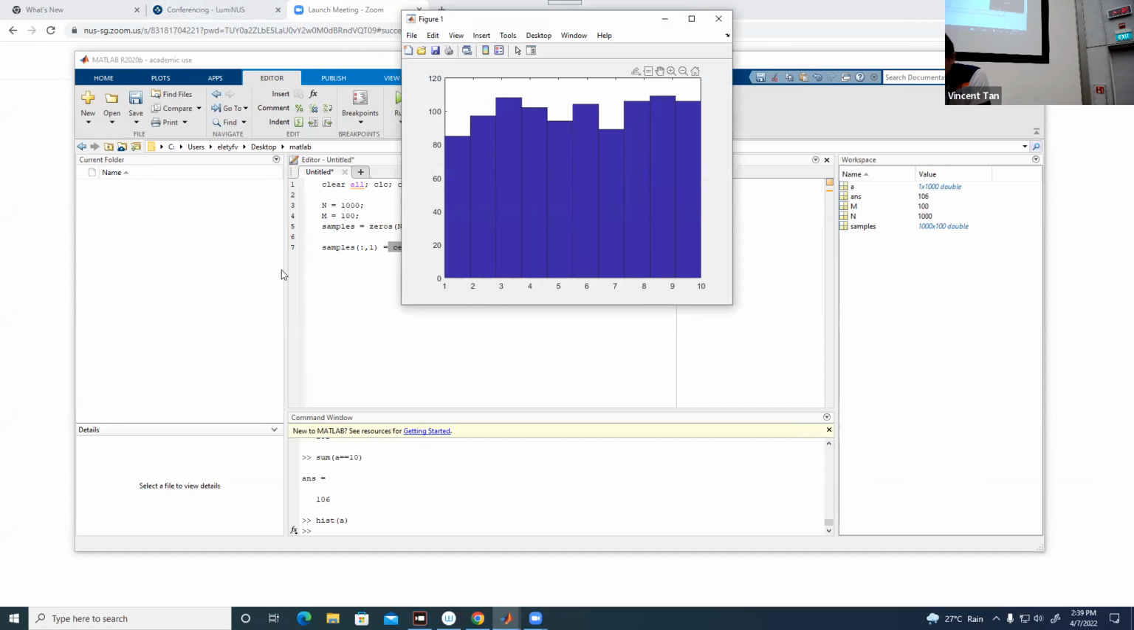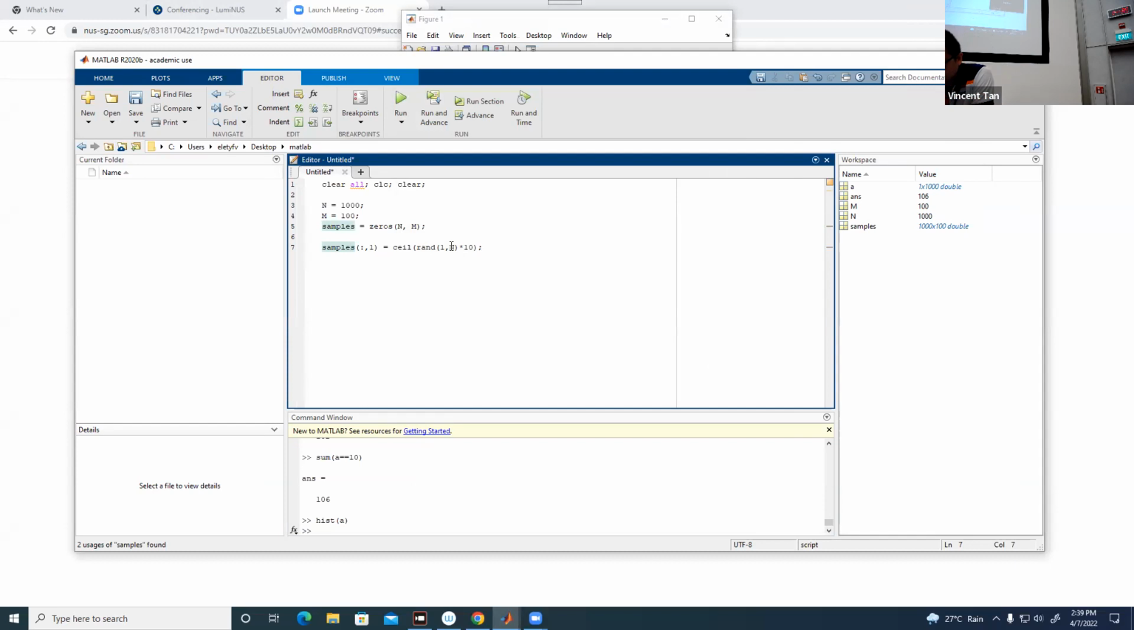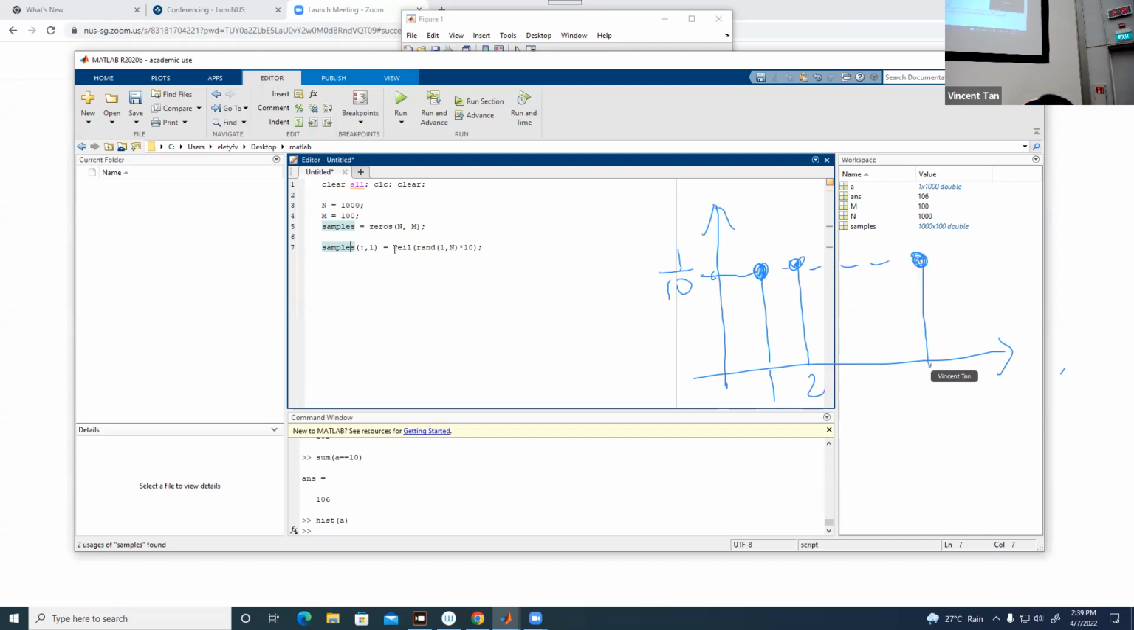Basically, by this command, I am generating 1000 samples from a PMF that is uniformly distributed from 1 to 10. So the PMF looks like this. 1 to 10. 1, 2, all the way up to 10.